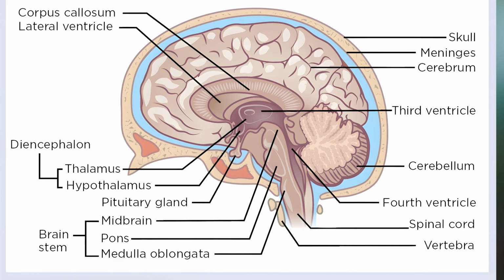The hypothalamus is also particularly important for controlling the activity of the pituitary gland, which is the third component of the diencephalon that I'm discussing here. The pituitary gland is an endocrine gland which sticks out of the bottom of the hypothalamus.